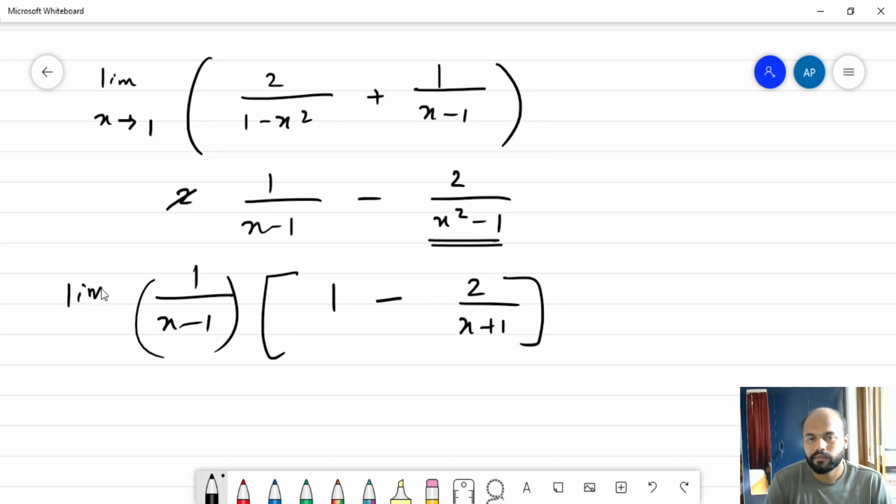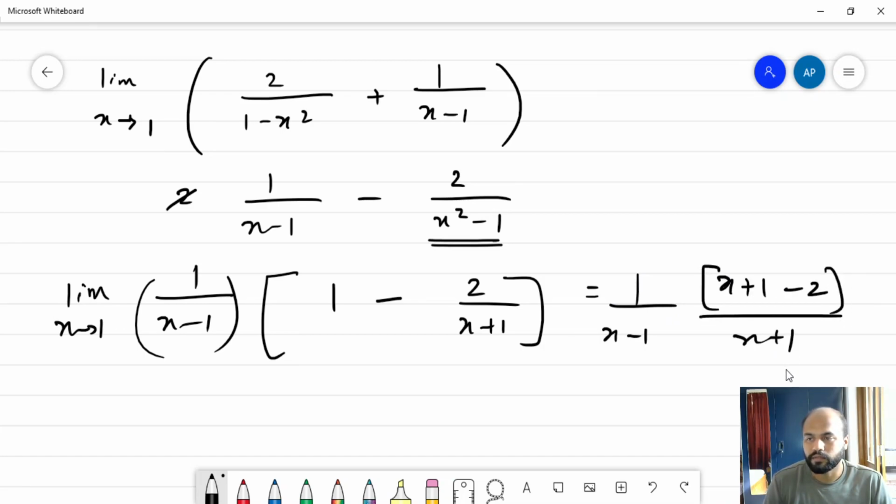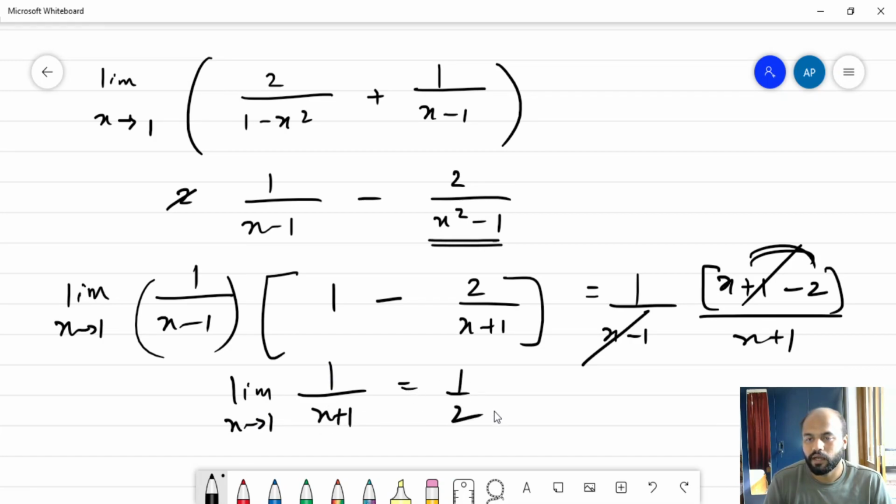Limit x tending to 1. So this is going to be 1 by (x minus 1) times (x plus 1 minus 2) divided by (x plus 1). So here what we get is x minus 1. This x minus 1 and x minus 1 will cancel, and you get limit x tending to 1 of 1 by (x plus 1), the value of which is half.